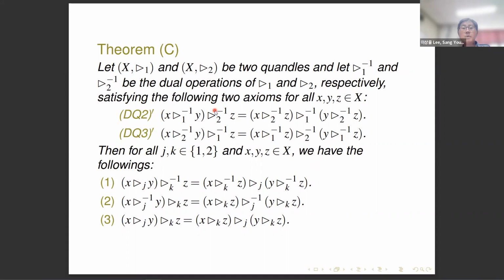And also let δ1, δ2 be two quandle operations, and δ1 inverse, δ2 inverse be the dual operations. Then if these operations satisfy this one, so we use all dual operations here. Okay? Then we have these identities.